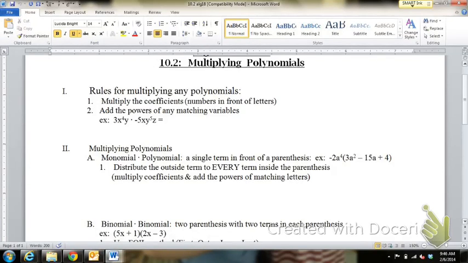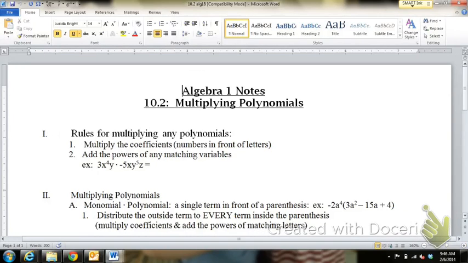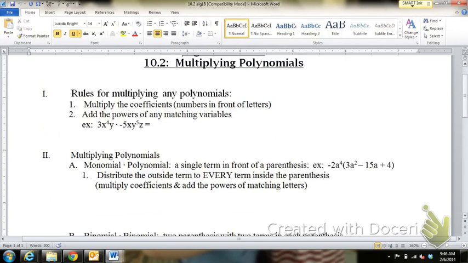Okay, in 10.2 now we're going to multiply polynomials. Now let's just revisit our rules here. Let me make this a little bigger. Okay. We're just going to revisit our rules for multiplying any polynomials.